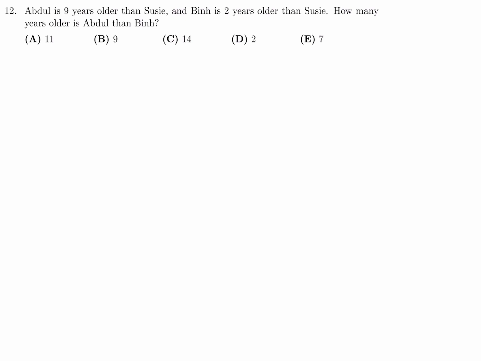Abdul is 9 years older than Susie. Bin is 2 years older than Susie. How many years is Abdul older than Bin? So let's see here. Abdul is greater than Susie by 9, and Bin is greater than Susie by 2. So let's just give some numbers. If Susie is 10, that means Abdul is 19. If Susie is 10, Bin is 12. So comparing Abdul to Bin, 19 compared to 12 is a 7 year difference. So the answer to number 12 is E.